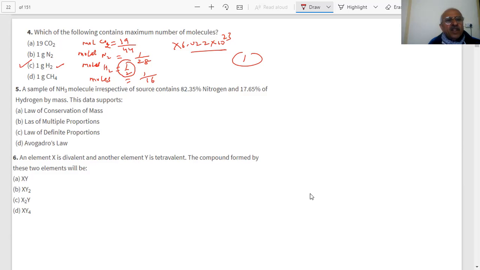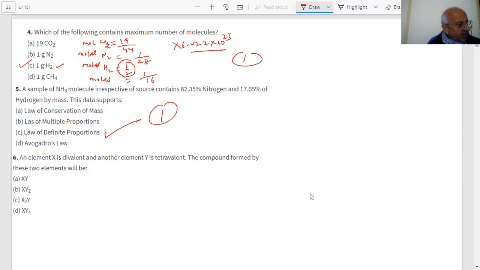By mass, the data supports law of conservation of mass, multiple proportion, law of definite proportion, and Avogadro's law. Sir, C part. Law of definite proportion is the correct answer. We have already answered the question that law of definite proportion means that in a compound, the elements are always present in definite proportion by mass.